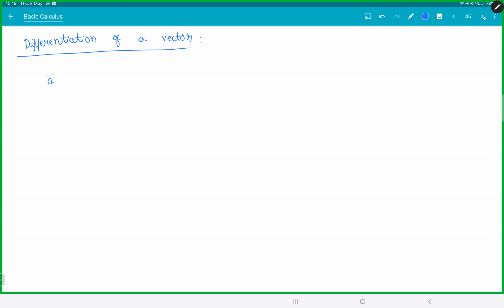So if you have a vector a bar, which is ax i cap plus ay j cap plus az k cap, and if you ask me to differentiate this vector, then you simply differentiate each component separately. So differentiate ax by dt. The i cap will remain. i cap is simply direction. So you just differentiate the coefficients and you keep the direction same. That's it. There is no big concept here.